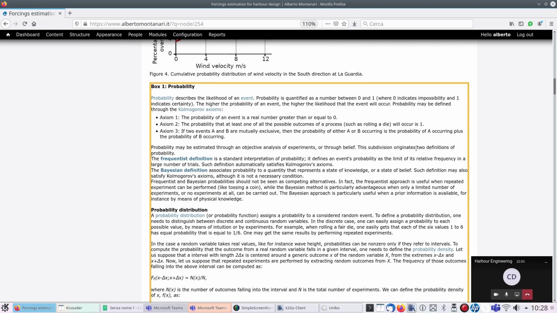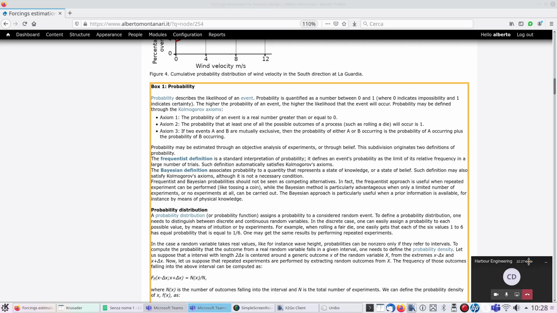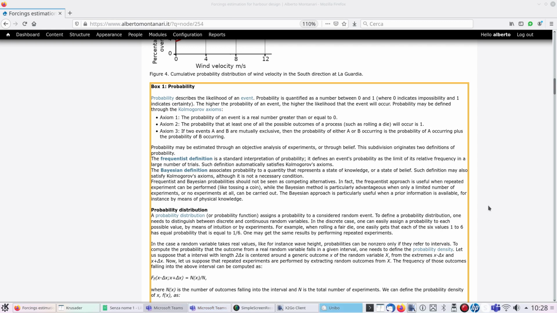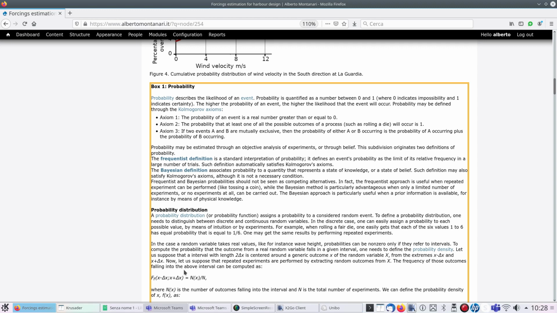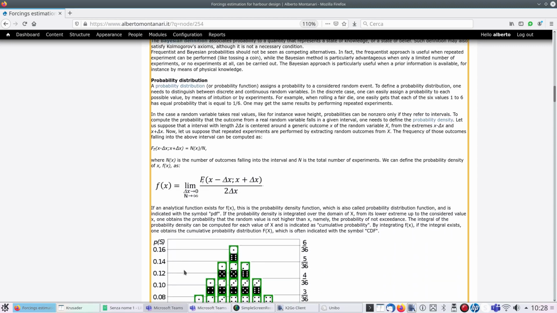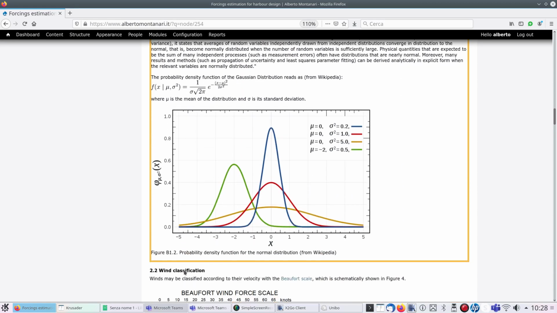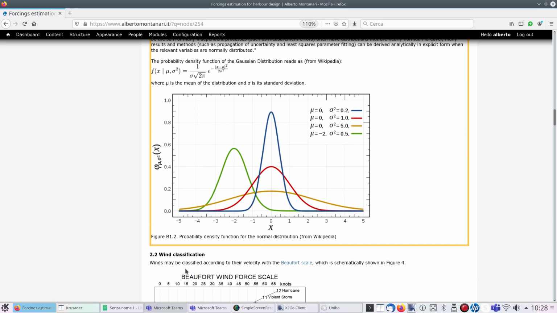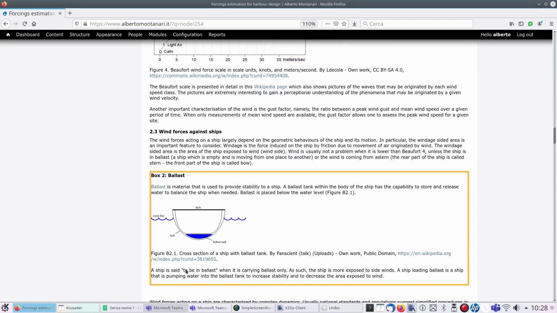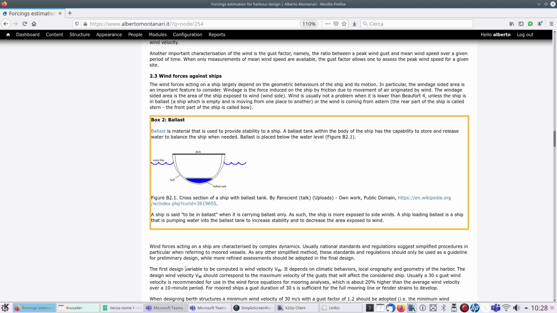A first box is describing probability. It's just a reminder for you. I think you already know very well what probability is, but still, I wanted to put a reminder with the definition of probability, and keep in mind that this may be asked at the exam. There are the three axioms of Kolmogorov in particular, and also the definition of probability distribution and probability density. If you scroll down, there is a very basic treatment, quite short.